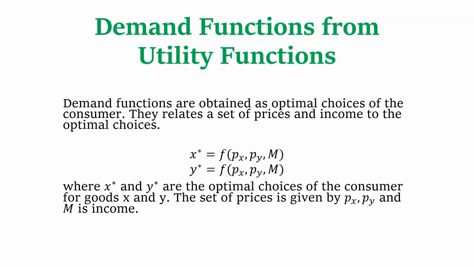Now the demand functions are obtained as optimal choices of the consumer. Just as I said, you maximize utility subject to the budget constraint. So the resulting values of X and Y that you obtain are referred to as the Marshallian demand functions. Remember, we obtained the optimal consumption bundle for each group before, right? So it's just the same thing. The only difference here is you are going to deal with variables here. And then you do some comparative statics.